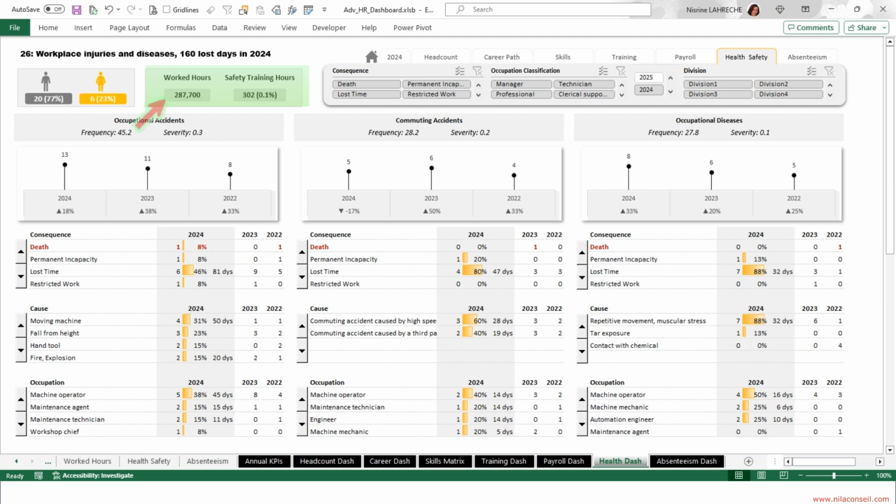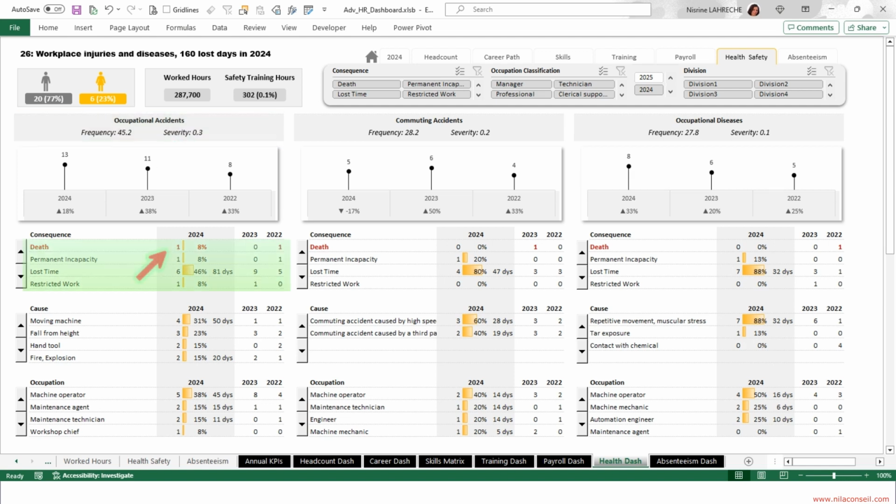Of the 287,700 worked hours, employees received 302 workplace safety training hours. This represents 0.1% of total working time. Occupational accidents are more frequent and more severe, compared to commuting accidents and occupational illnesses.